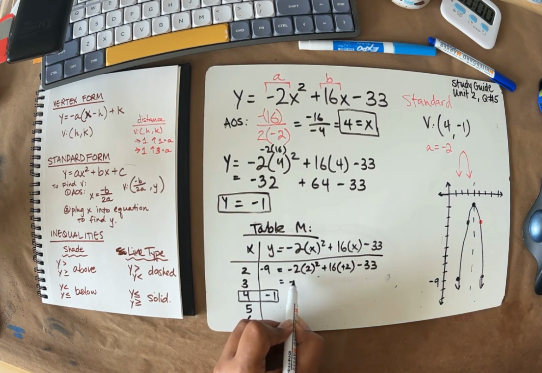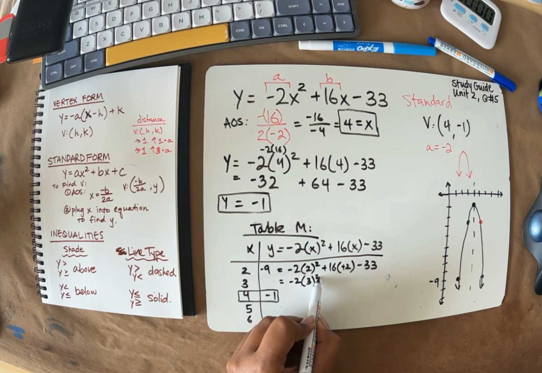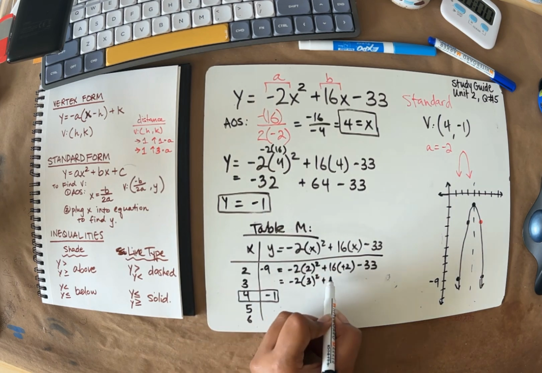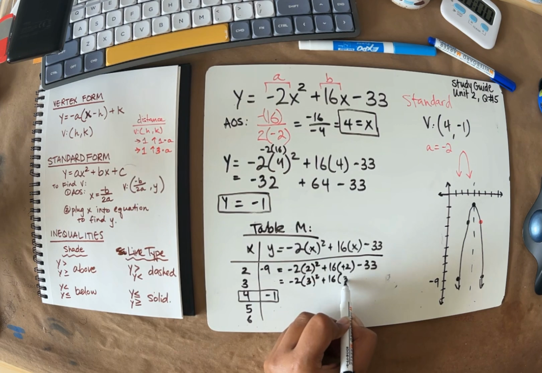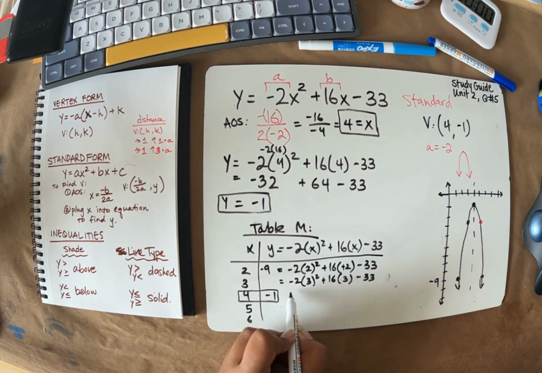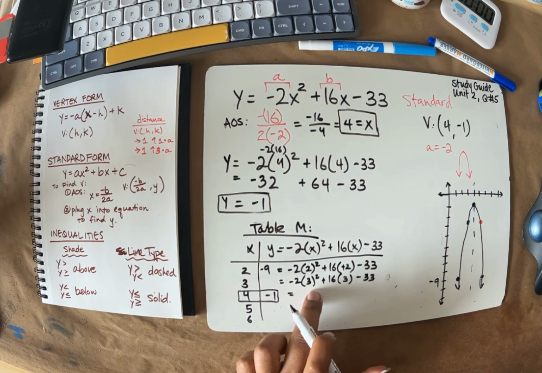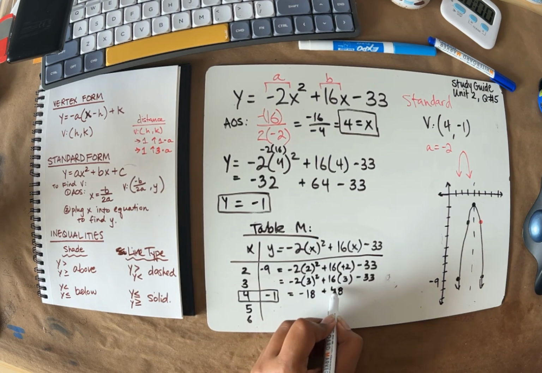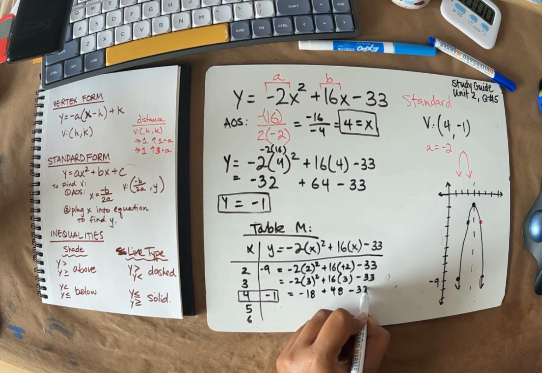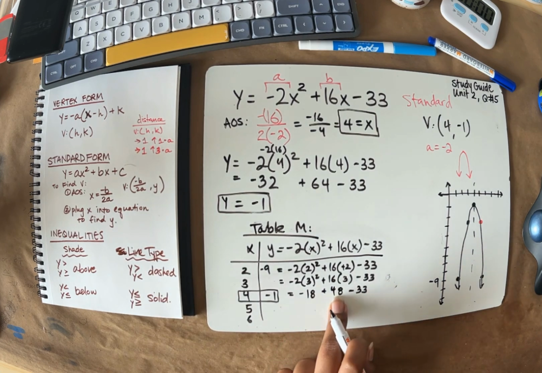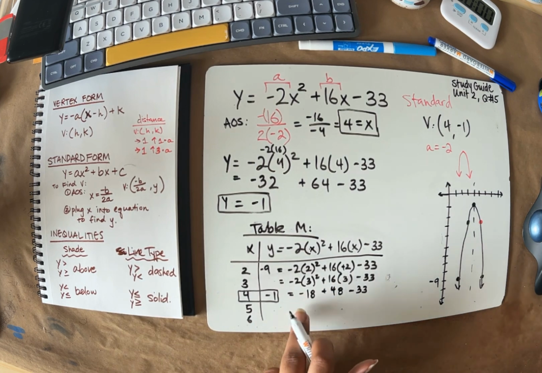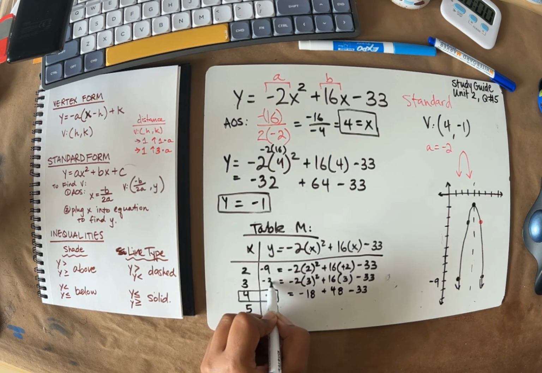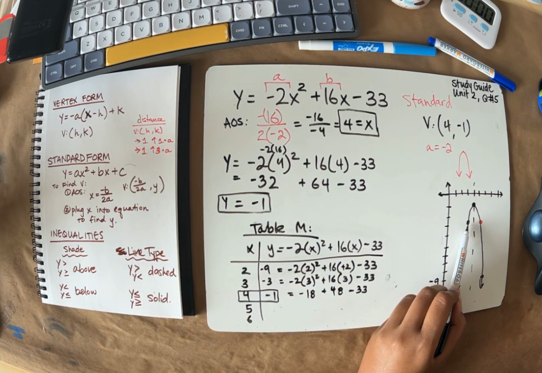I plug in my 3, I got negative 2 times 3 squared. Plus, this is positive 3, I don't know why I keep saying negatives. 16 times 3 minus 33. I have negative 2 times 9, so I got negative 18. 16 times 3 is 6 times 3 is 18, carry the 1, 48 minus 33. Negative 18 plus 48 is the same thing as saying 48 minus 18. So that's 30 minus 33. 3 comma negative 3. If we look here, oh, we're doing great.